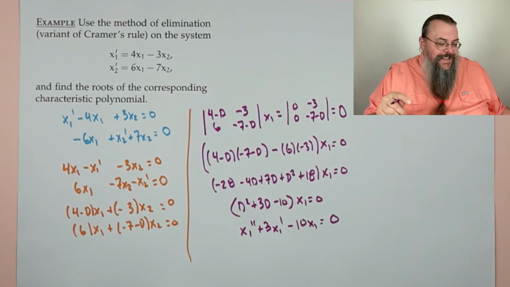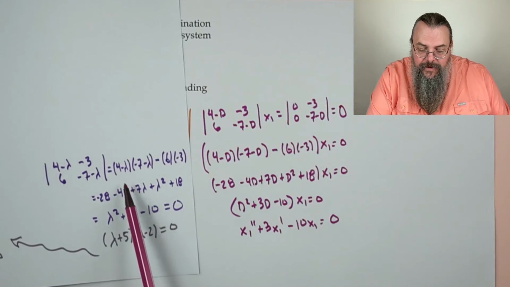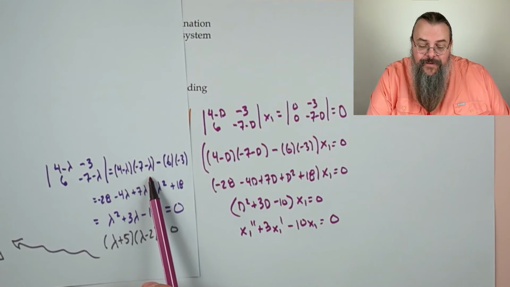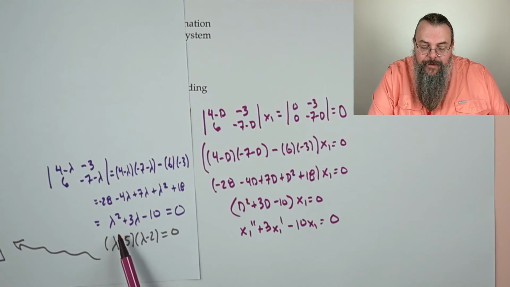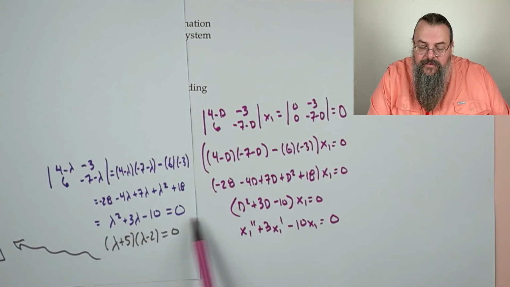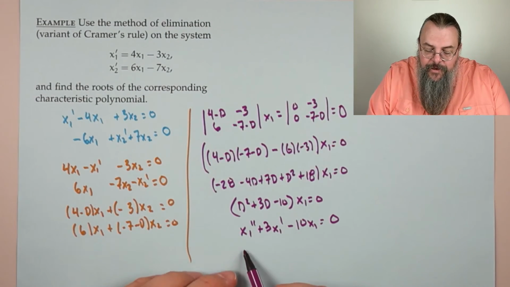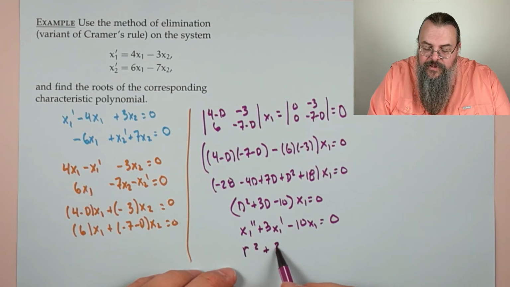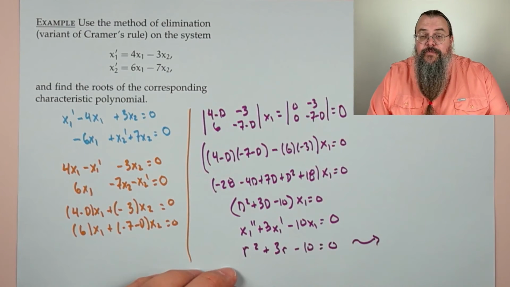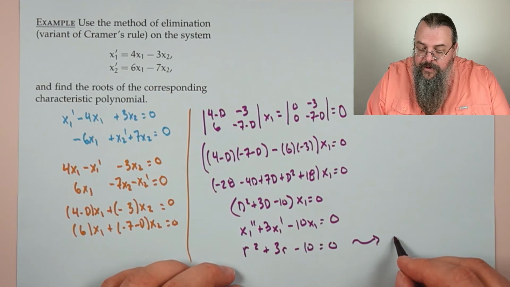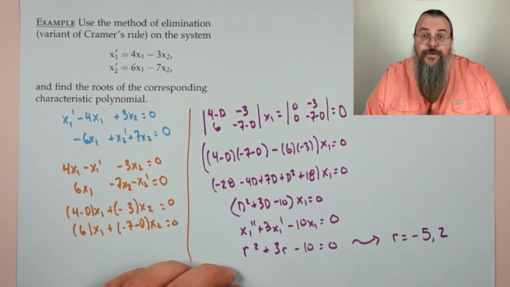Now, again, come back and say, hey, we have our 4 minus lambda, minus 7 minus lambda, subtract 6 times negative 3. It's the same thing. We're getting down to lambda squared plus 3 lambda minus 10, which, if you look, is the characteristic polynomial, that's r squared plus 3r minus 10. And we know what's happening. It gives us our same value for r that we've already found, namely r is negative 5 and positive 2.